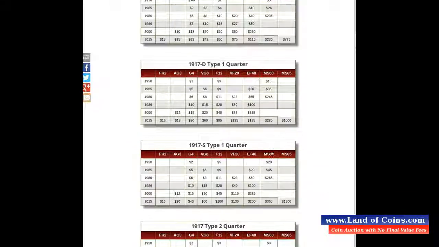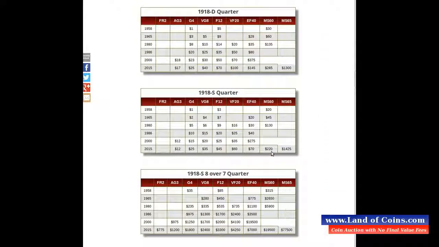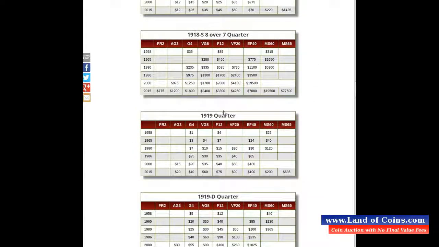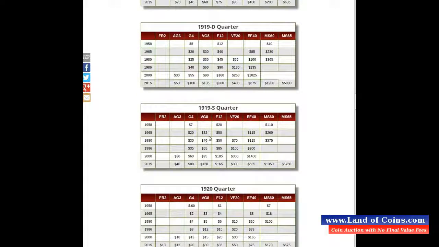But you can go through all these charts of any coin that you want, and you can see the values. Here's a nice one, the 1918S. Another key date coin in addition to the 1916 for Standing Liberty Quarters. You can see the values. MS60, 1958, a mint state coin in 1958, $315 retail. Now that same coin, 2015, is worth $19,500. And you can see many coins and how they've gone up in price over the decades.